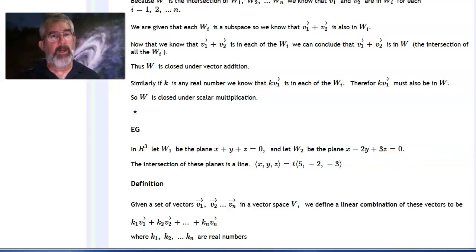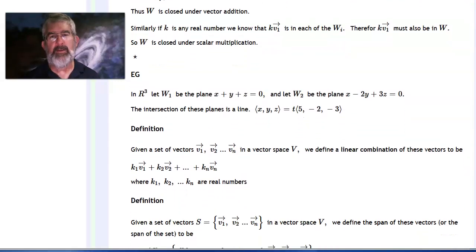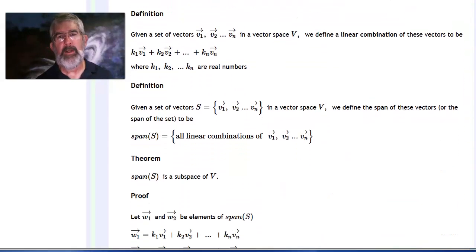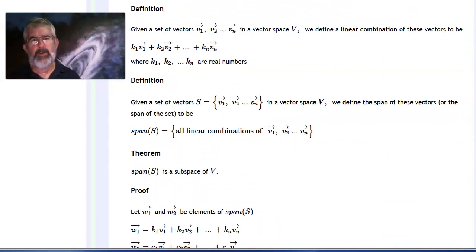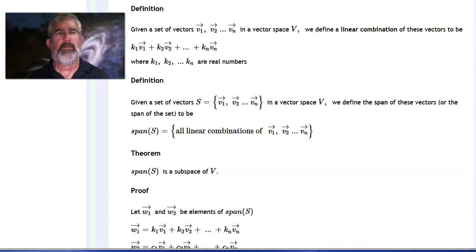Now, so that's the first way we have of creating another subspace from known subspaces. And the next way I want to look at is going to take a couple of definitions here. This first definition we may have seen earlier in the course, but I want to reiterate it here because it is an important one to know. I'm going to use these two definitions a lot over the rest of the course.